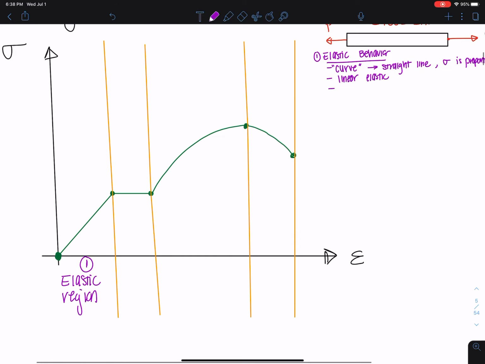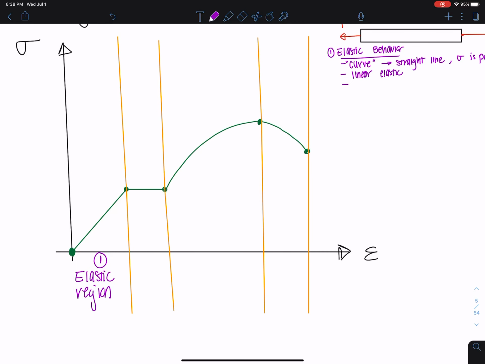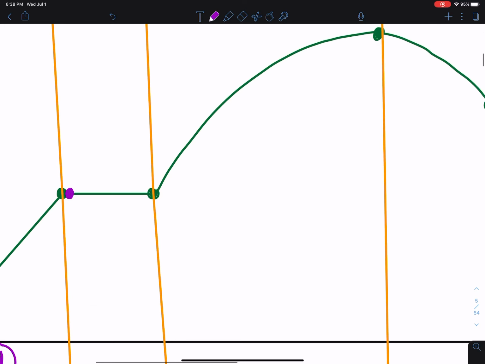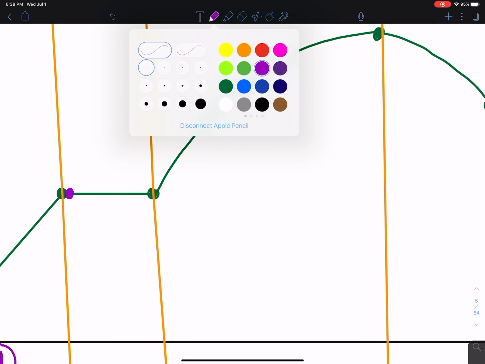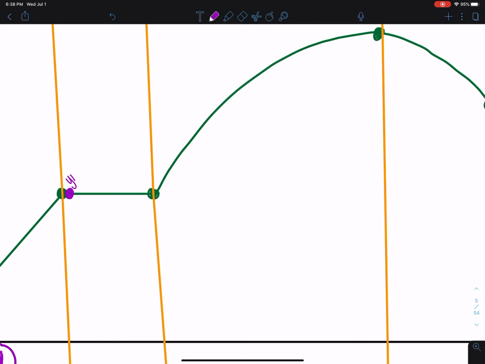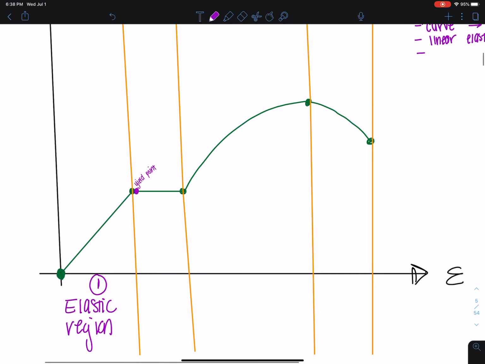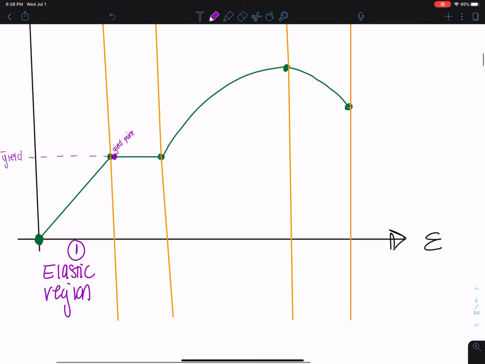Now what we have here is a point that's directly after this point here, almost on it, that we call the yield stress or yield point. And that would mean that this here would be yield stress.